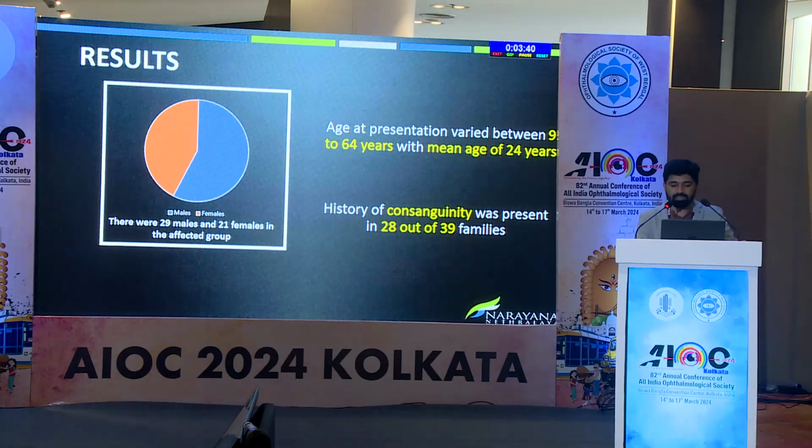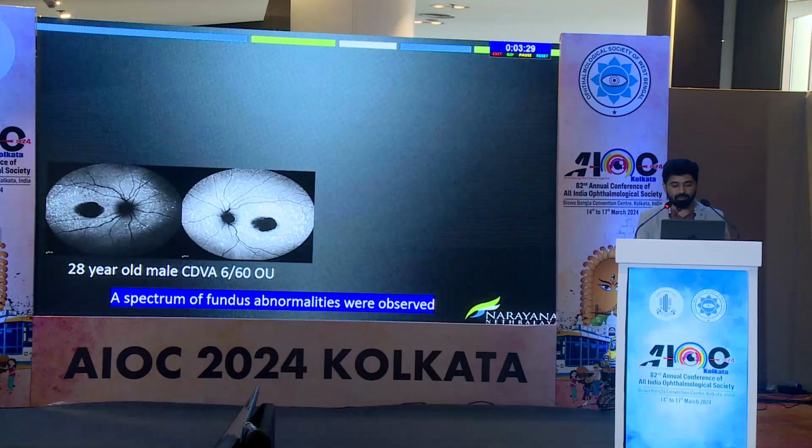So coming to the results, the age ranged between 9 to 64 years with a mean of 24 years. The consanguinity was present in 28 out of 39 families, that is almost 75%. So a spectrum of fundus abnormalities was detected. This was a 28-year-old male with a typical Stargardt-like phenotype. This patient had homozygous mutation in the ABCA4 gene.